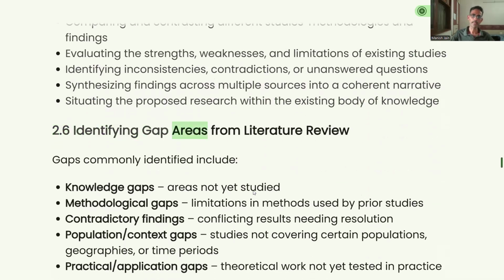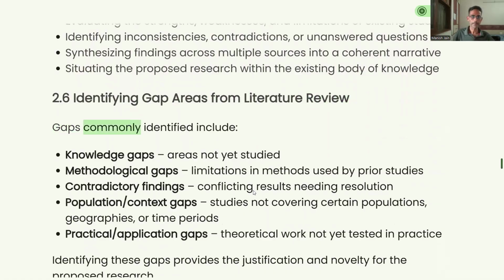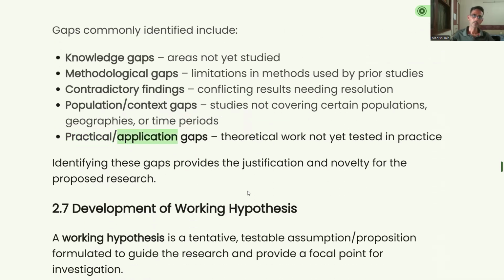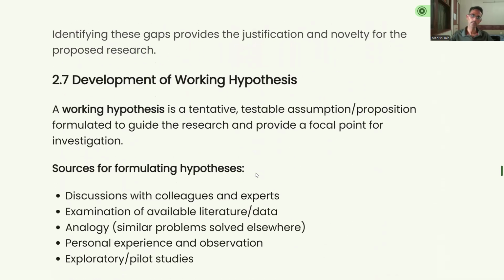2.6 Identifying gap areas from literature review. Gaps commonly identified include knowledge gaps, areas not yet studied. Methodological gaps, limitations in methods used by prior studies. Contradictory findings, conflicting results needing resolution. Population context gaps, studies not covering certain populations, geographies, or time periods. Practical application gaps, theoretical work not yet tested in practice. Identifying these gaps provides the justification and novelty for the proposed research.